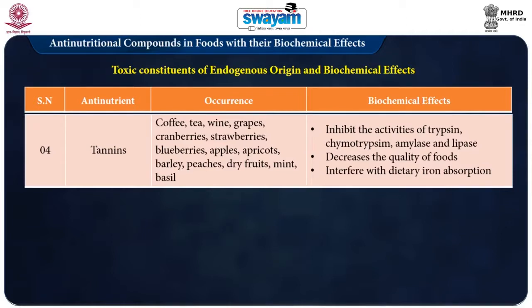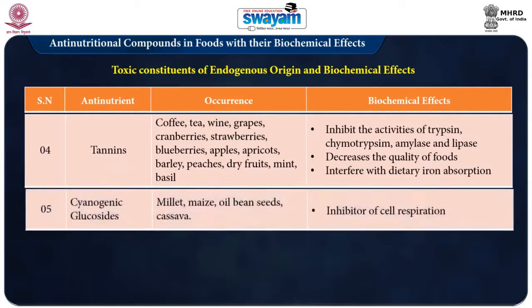Tannins are present in coffee, tea, wine, grapes, cranberries, strawberries, blueberries, apples, apricots, barley, peaches, dry fruits, mint and basil. Now, the biochemical effects seen because of the presence of tannins in food are: they inhibit the activities of trypsin and chymotrypsin, amylase and lipase, they decrease the quality of foods, and they interfere with dietary iron absorption.